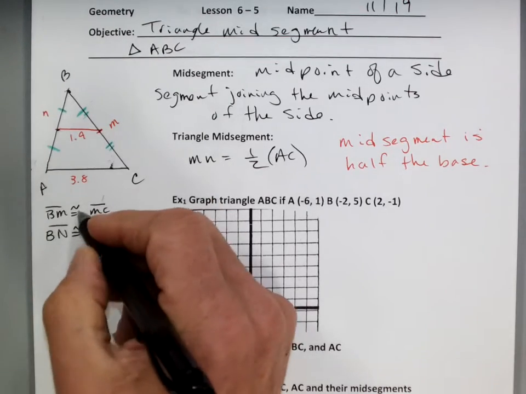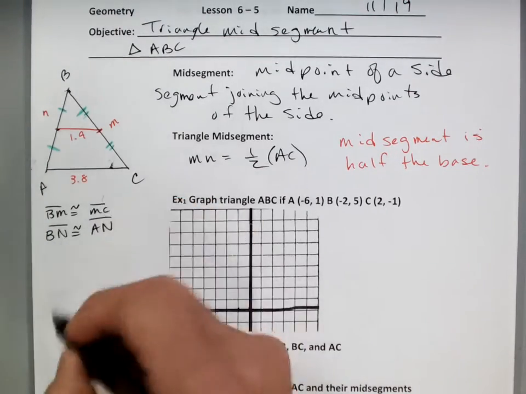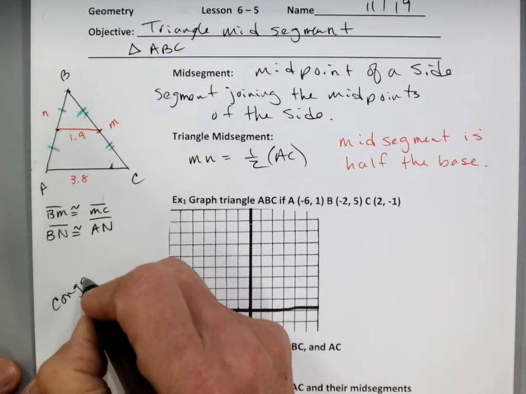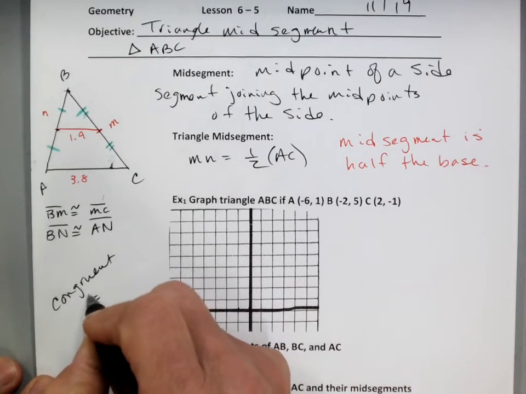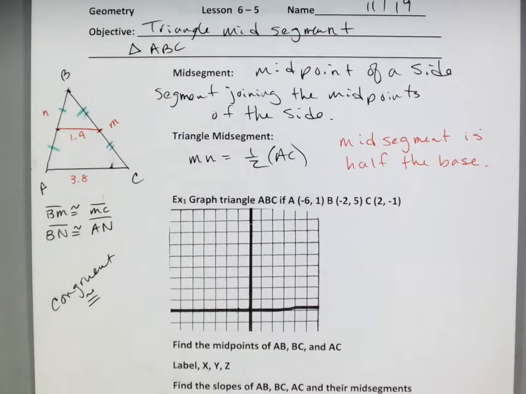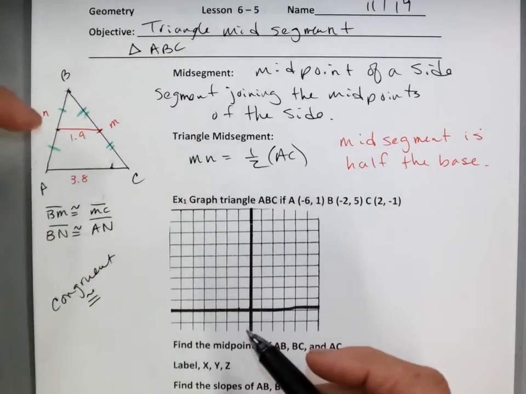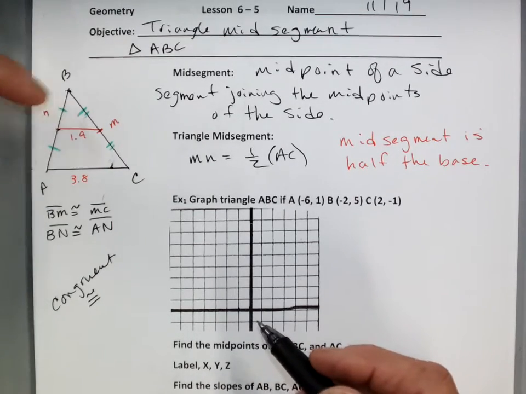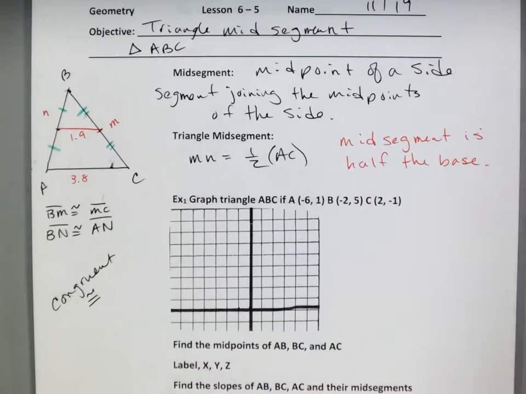Now congruent is just a symbol in geometry. Congruent, I'll write it down. Congruent looks like this. It just shows that two things are equal. We don't say that objects are equal, we say objects are congruent. This line segment is equal to this line segment, so we use the term congruent.